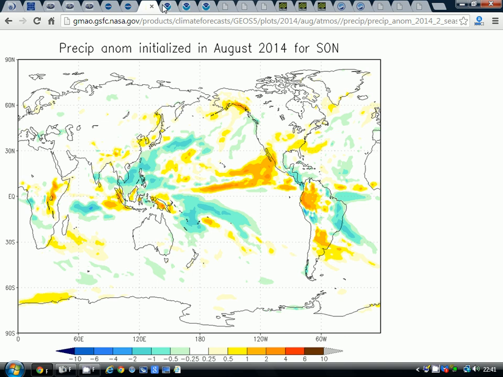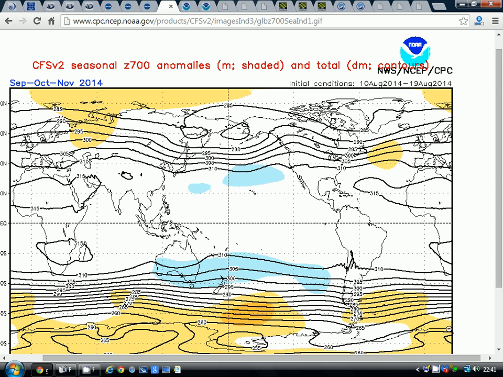Nevertheless, on the 500 millibar prediction that it's showing, I would suggest it's likely to be quite an unsettled autumn, particularly perhaps for the north and the west. Going through to the CFS version 2 model, so we're dealing with all the products for the United States in one go. This is the 700 millibar height anomaly chart from the CFS model.